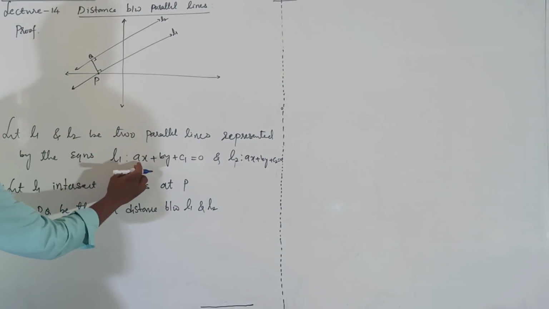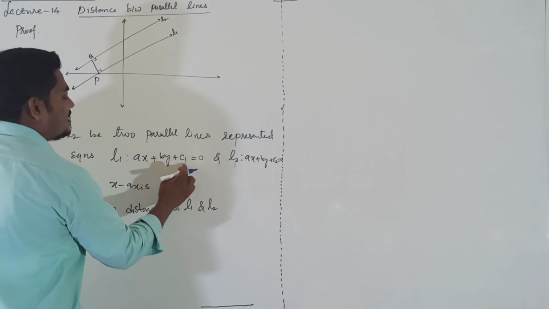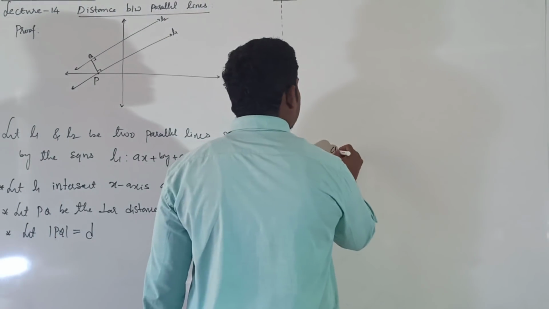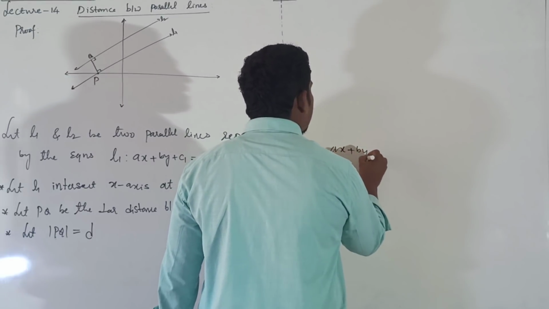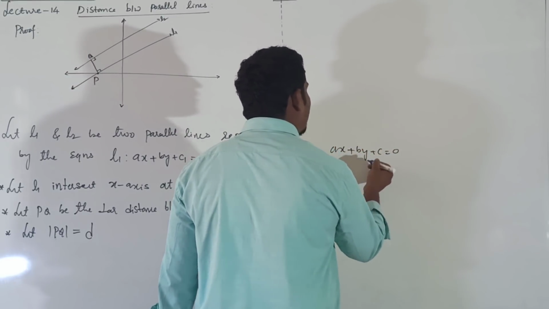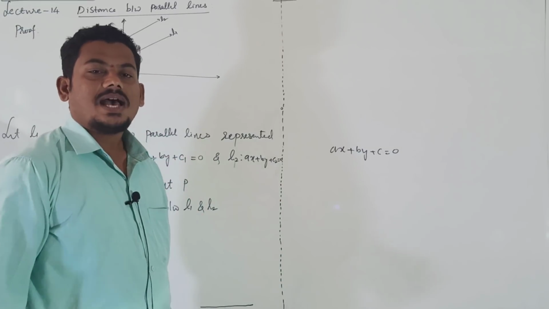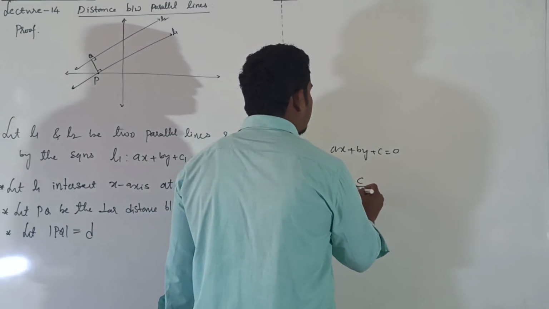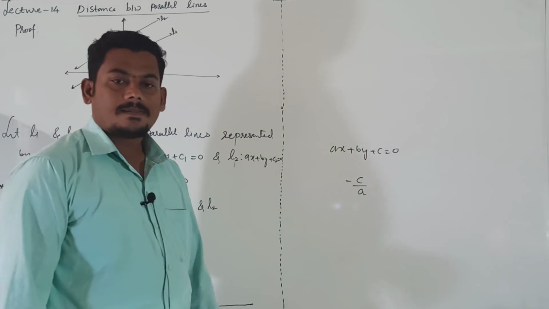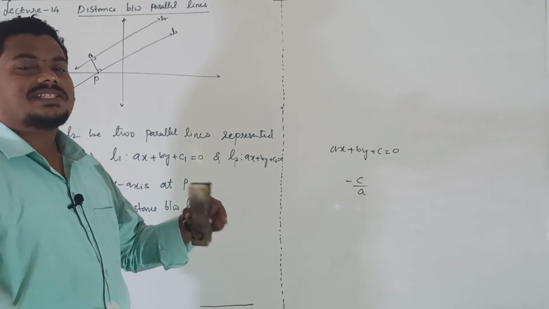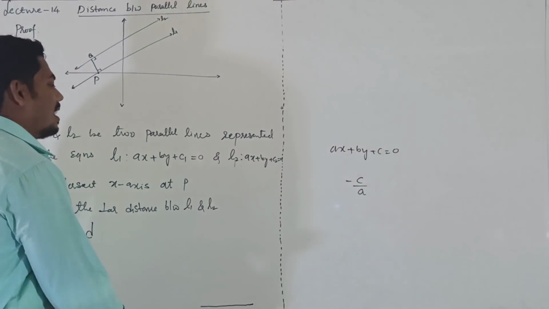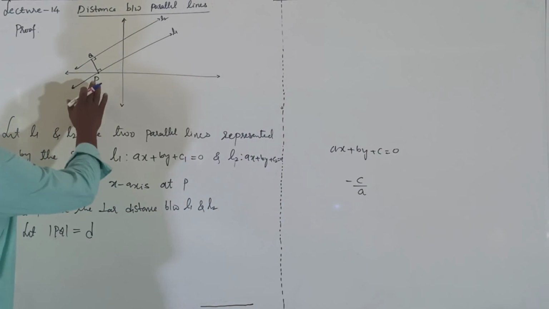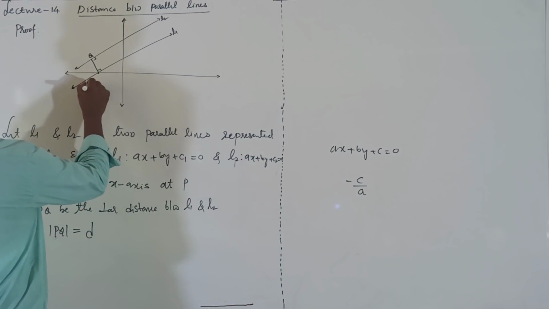What is line 1? Line 1 is A x plus B y plus C1 equal to 0. Suppose the equation of the line is A x plus B y plus C equal to 0, then what is the x intercept of this line? Already you know the x intercept of this line is minus C by A, right? X intercept means clearly it is on the x axis. On the x axis what is the y coordinate? Clearly 0.